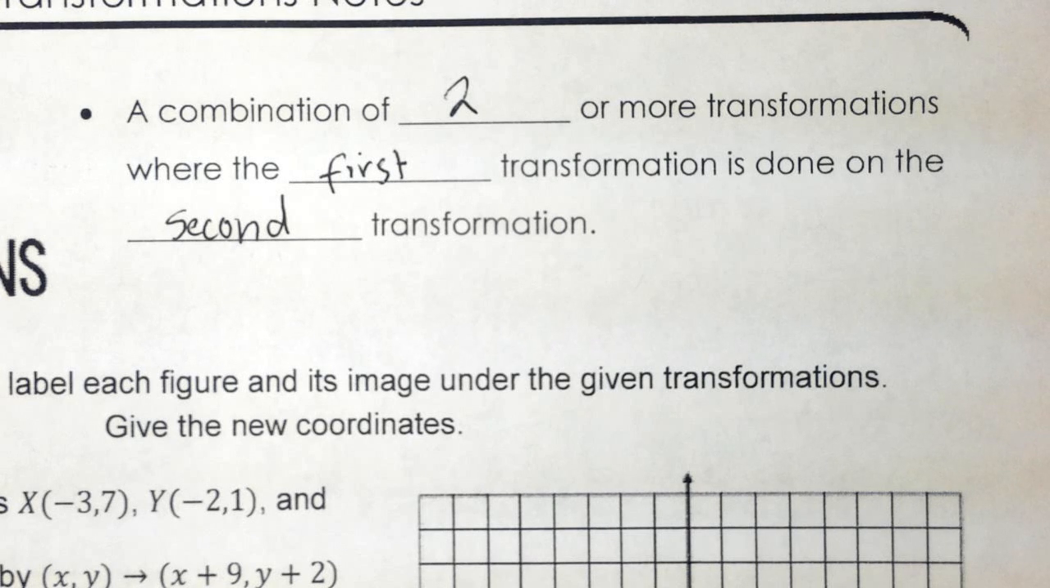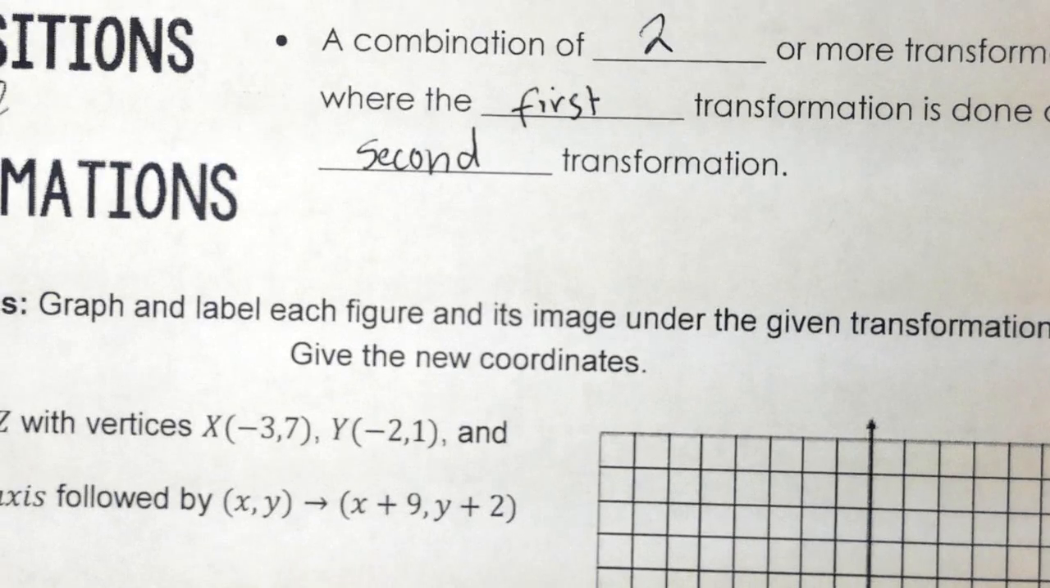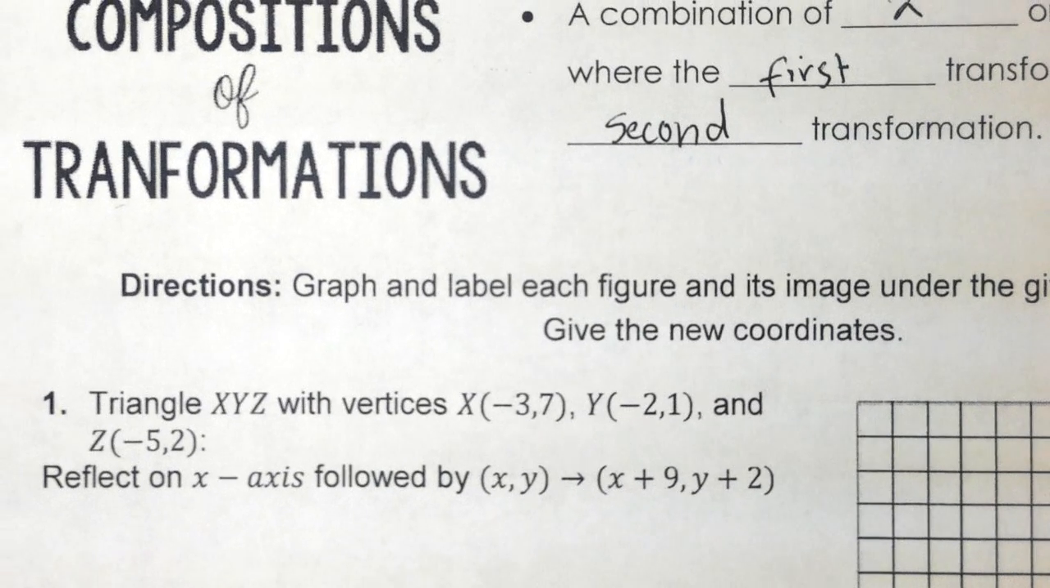Directions: graph and label each figure and its image under the given transformations. Give the new coordinates. The most important thing for y'all when reading this is to understand what transformations they're asking y'all to do. I hope y'all do. This first one says triangle XYZ has these vertices, and they tell us to reflect on the x-axis followed by xy maps to x plus 9, y plus 2.